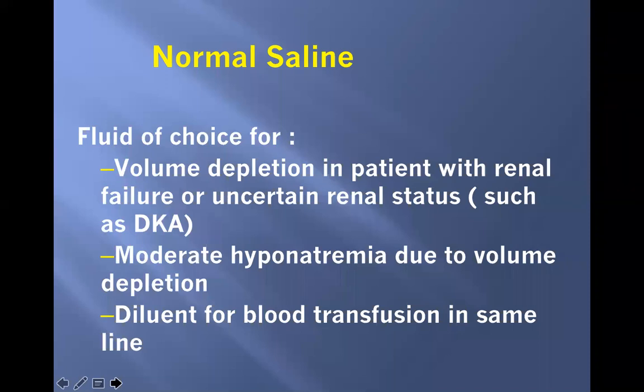The normal saline is the fluid of choice for volume depletion in a patient with renal failure, because in renal failure we cannot give ringer lactate, or in uncertain renal status, such as a patient with DKA, diabetic ketoacidosis, in conditions with moderate hyponatremia due to volume depletion, and in a patient in which diluent is needed for blood transfusion in the same line.